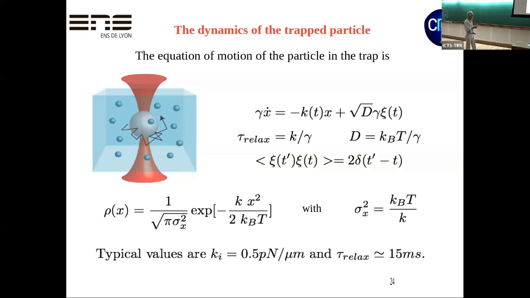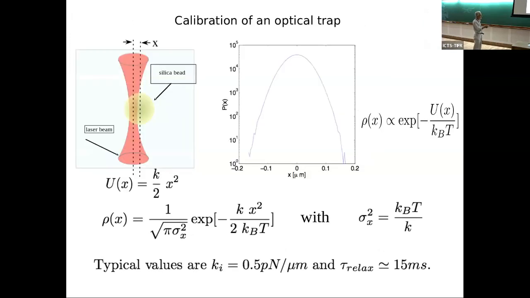What happens is that the probability distribution of the fluctuations is Gaussian with a variance given by k_B T over the stiffness. We will see where this is coming from. This is standard.